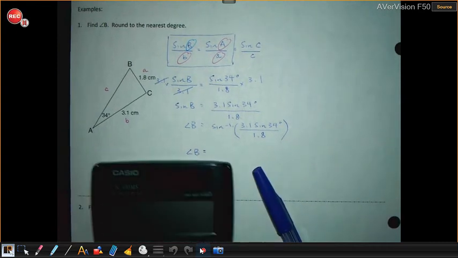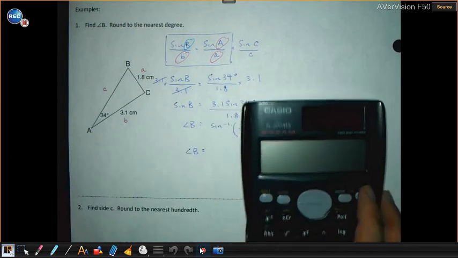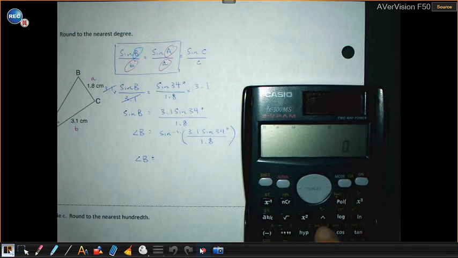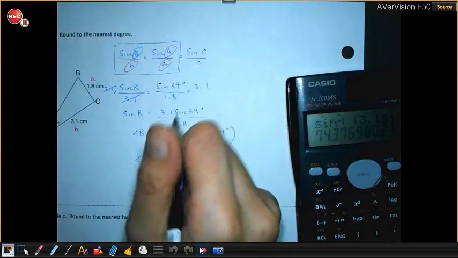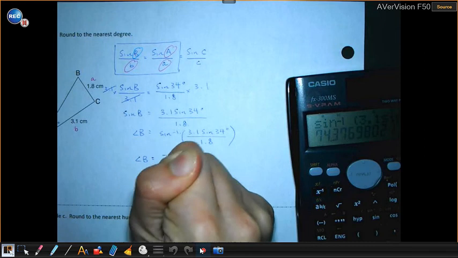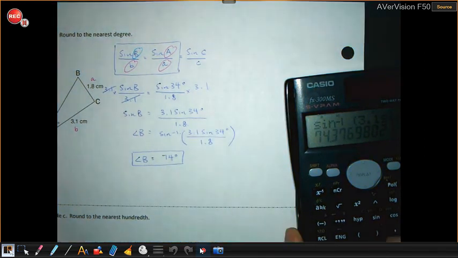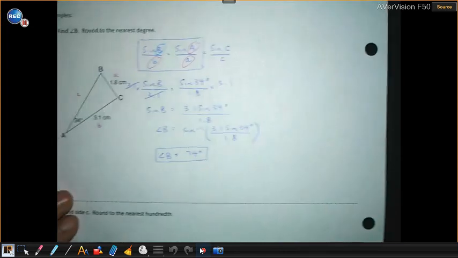But the way I'm going to type it, I'll show it here: sine inverse of 3.1 sine 34 divided by 1.8. Should be 74 degrees. That's the final answer.